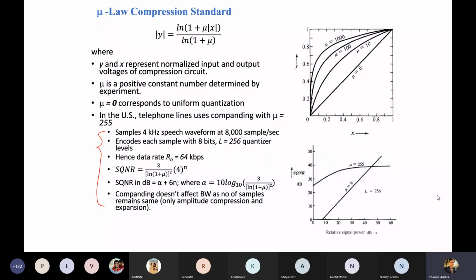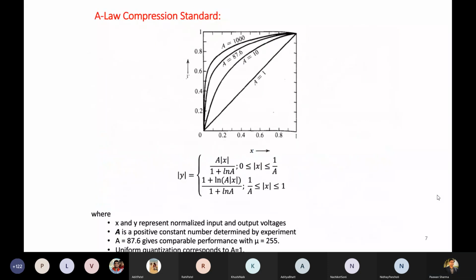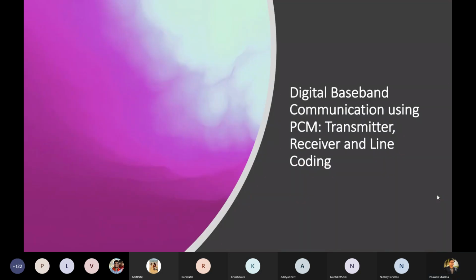If you face any problem, we will discuss definitely. But as of now I am giving you people a task to just look at it. These formulas we have seen in an earlier lecture, and we need to remember those formulas. This is similarly for A law.